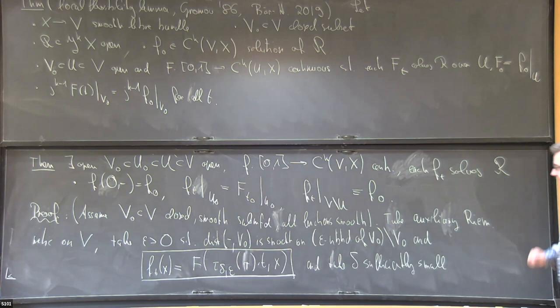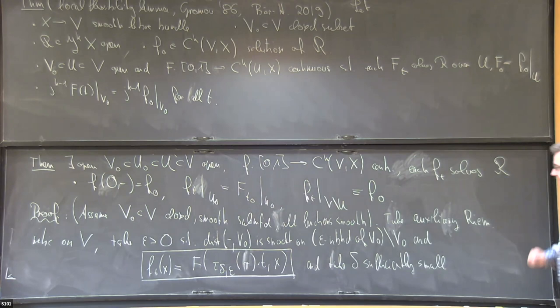Do you have any problem when V0 is not compact? No, I mean, this proof here, I write a closed V0, so this means I can work with one epsilon for the whole thing. If V0 is just a smooth submanifold, it's not much worse. Actually, then we have to adapt the epsilon along the manifold. So this is not a big deal.